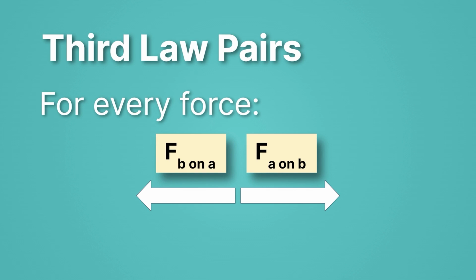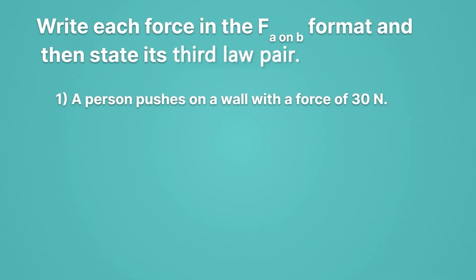All right, let's actually put some objects on these B and A things and make them a little more concrete, shall we? All right, for each of these, we're supposed to write each force in the F of A on B format and then state its third law pair. Okay. Number 1 says, a person pushes on a wall with a force of 30 newtons.